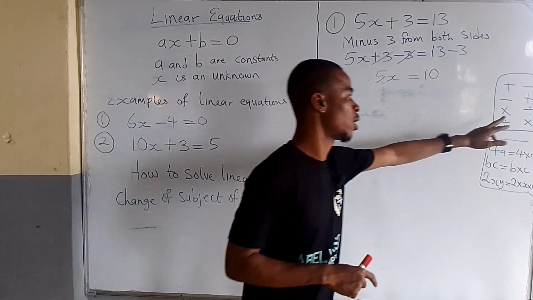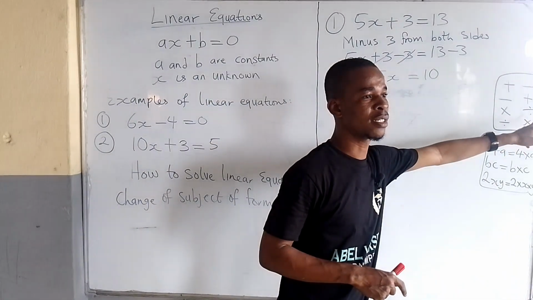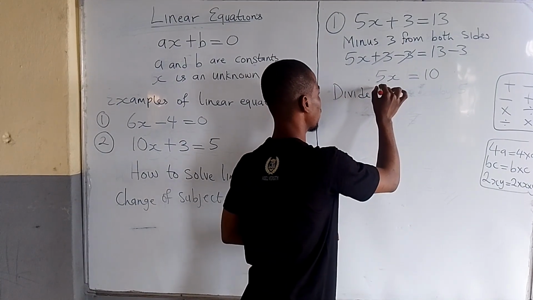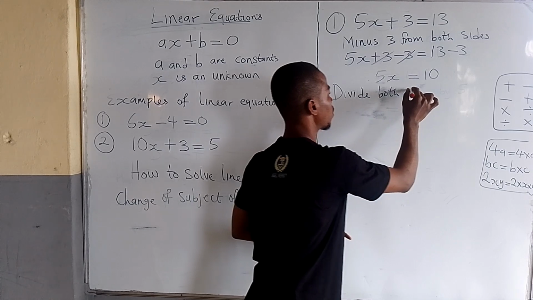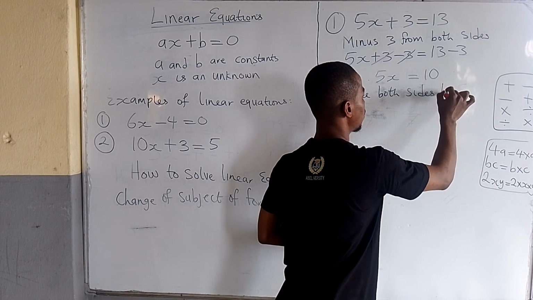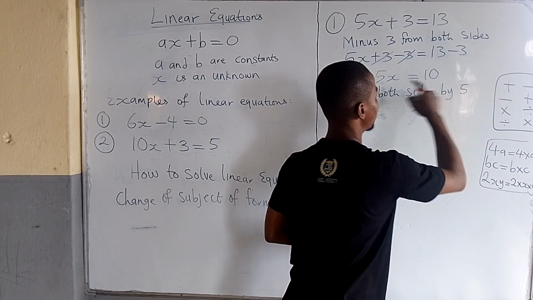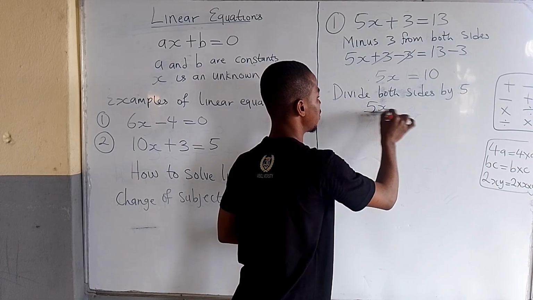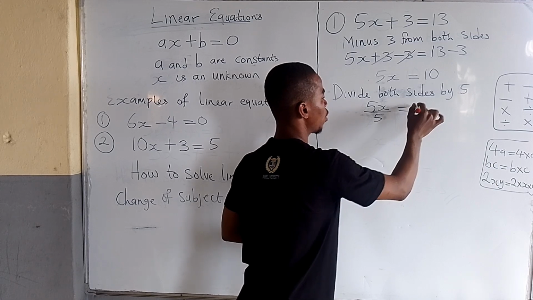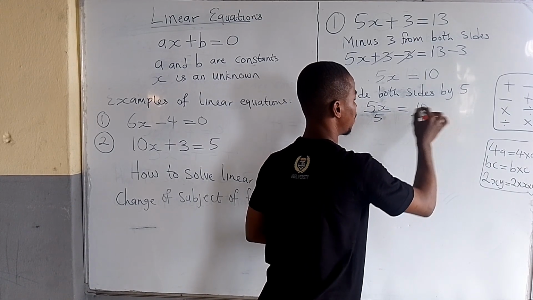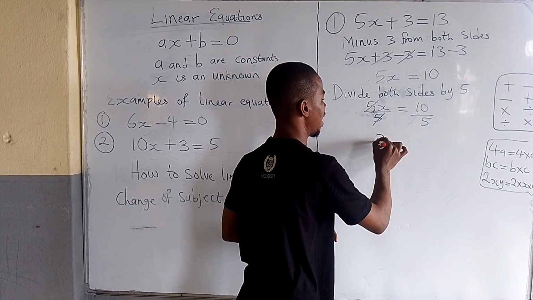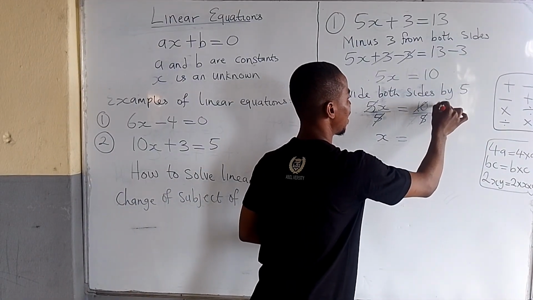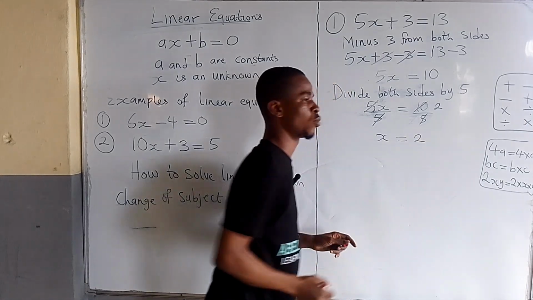And by the rule, since it is times, we use what? Division. So we say divide both sides by 5, since 5 is what we want to eliminate from this side of the equation. So we have 5x divided by 5 equal to 10 divided by 5. 5 cancels 5. We have x standing alone now. And then on this side, 10 divided by 5, we have the answer as 2. So x equal to 2.